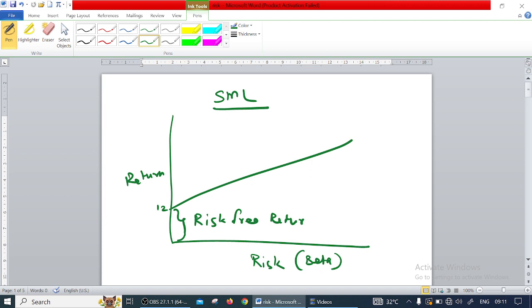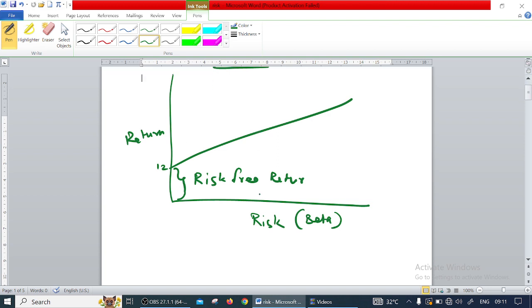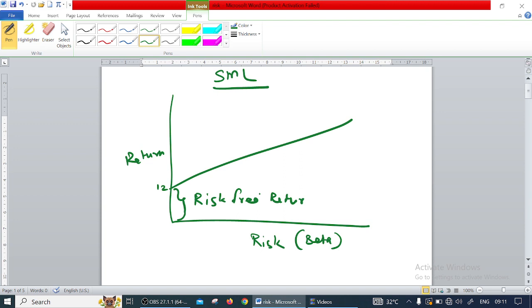So normally this is an SML diagram. When the capital asset pricing model is drawn graphically, this is the model we have drawn in CAPM. We get the SML line, which is shown in the chart. Normally, we know that this is the risk, 0.5, 0.1, like that. So we get the security market line, which is explained in this graph.